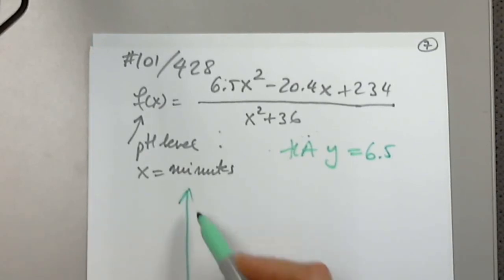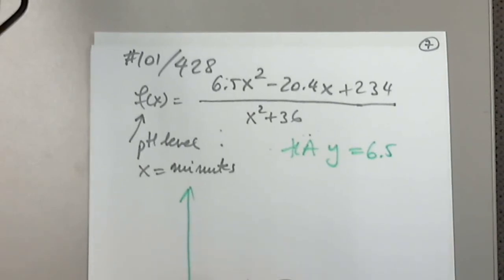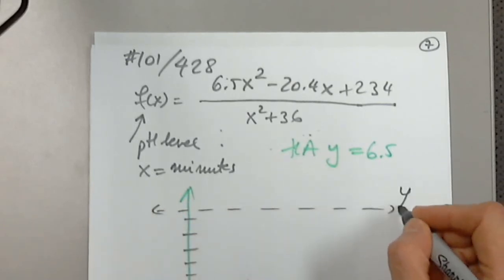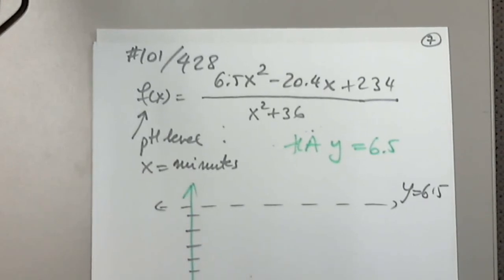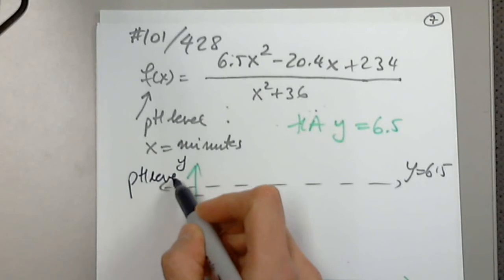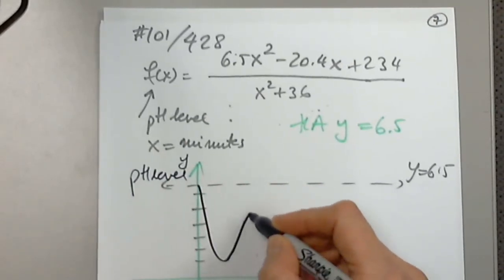They're giving us the graph here. So what is the horizontal asymptote again? 6.5. Good. 1, 2, 3, 4, 5, 6.5. So y equals 6.5. We're not looking at the negative number of minutes, of course. So this is x in minutes. And this is y, which is the pH level. So they already graphed the function, and they got something like this.